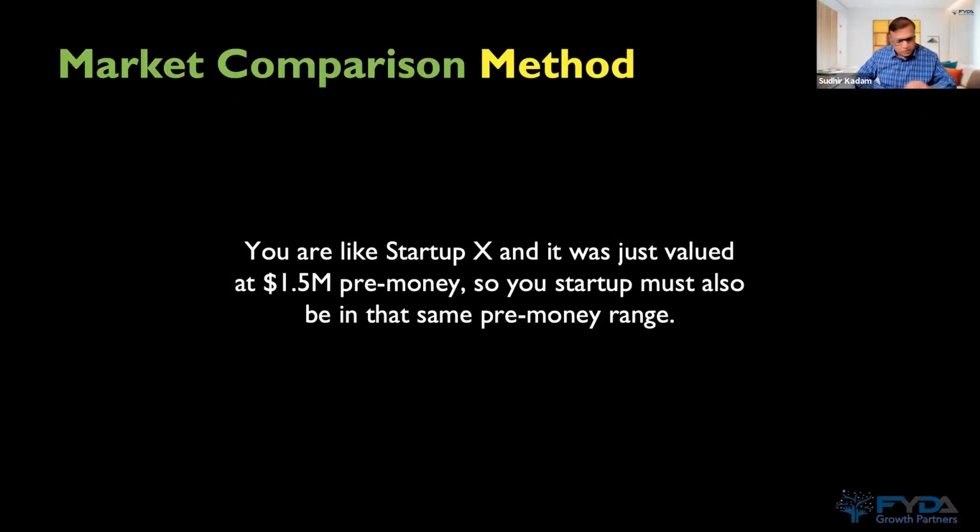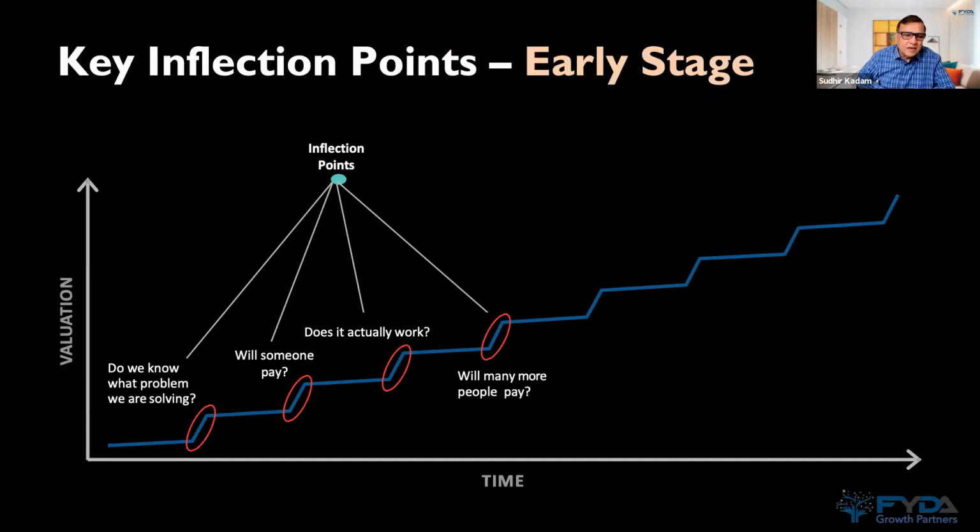One thing you need to understand about valuation is, as you hit milestones, your valuation keeps increasing. In the early stage, do we know what problem we are solving? That's your first inflection point. Will somebody pay? When you confirm that somebody is going to pay, through customer validation, your next inflection point is, does it actually work? And will many more people pay? You don't want 10, 15 people to pay, you want thousands, 100,000 people paying. So with each of these milestones you achieve, your valuation keeps increasing.